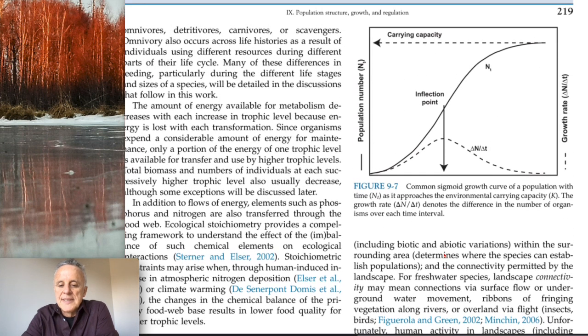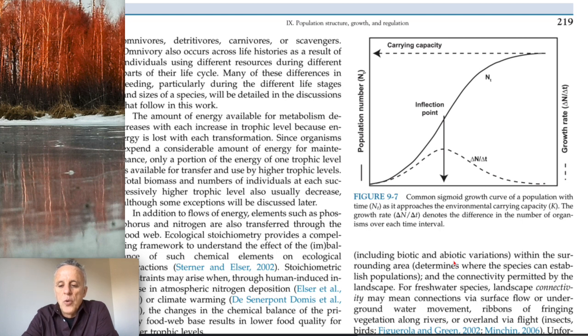So this is figure 9-7. Common sigmoid growth curve of a population with time nt as it approaches the environmental carrying capacity k. The growth rate, the change of n over time, denotes the difference in the number of organisms over each time interval. Okay. So we have a population number here on the y-axis, and this curve is growth rates. So this is the change of the population over time, and I'm assuming on the x-axis we're dealing with time.